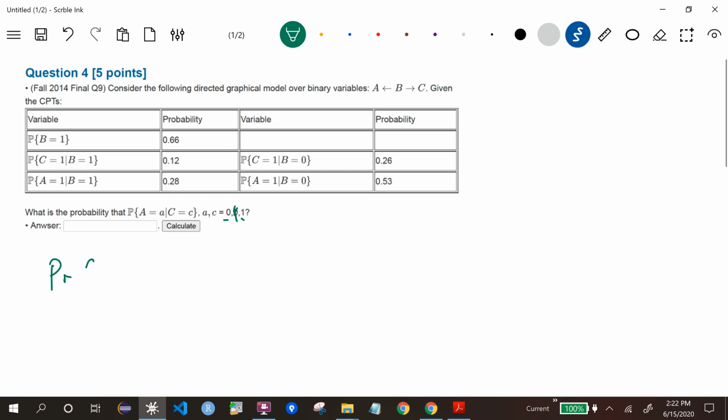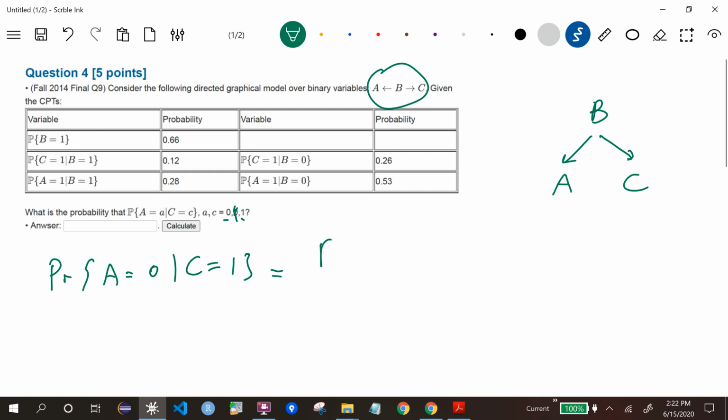And here the question is asking what's the probability that A is 0 and C is 1. The first thing we need to know is whether they are independent. If they are independent, then we only need to calculate the probability that A is 0. The network structure is B as a common cause of A and C. So without B being given, A and C are not independent, so we cannot just write it as the probability of A. So let's use our formula: A is 0, given C is 1.